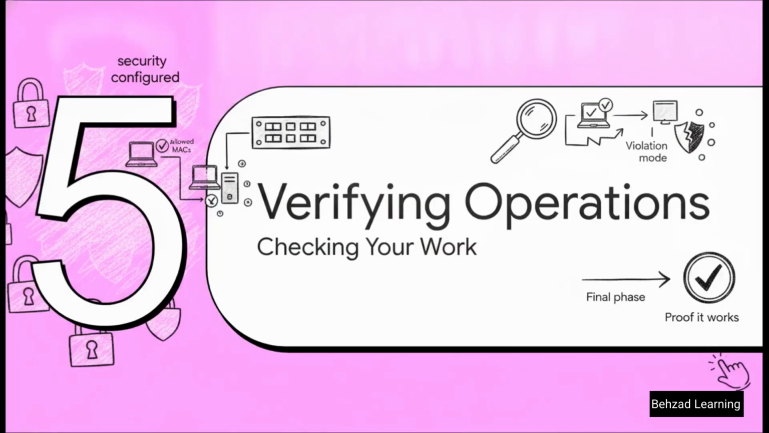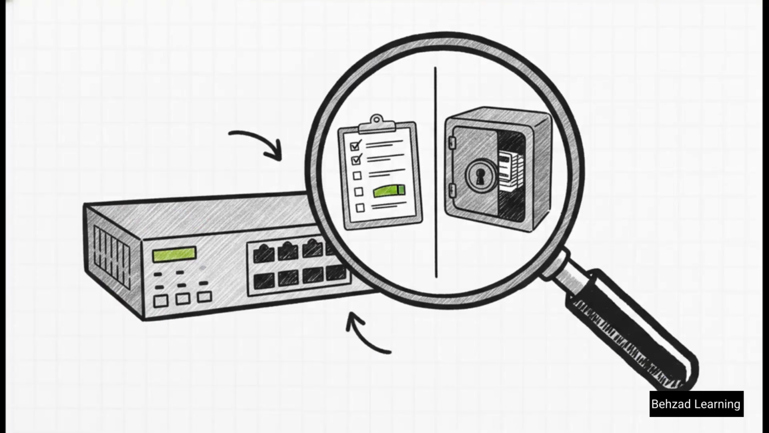Let's wrap things up with Section 5, Verifying Port Security Operations. So we've configured our security, we've set our allowed MACs, and we've chosen our violation mode. But how do we prove it actually works in the real world? The crucial point is knowing exactly which show commands to use to peek under the hood. To see the detailed status of a specific interface, including its violation mode and how many times a violation has occurred, you're going to use show port-security interface followed by the interface ID.